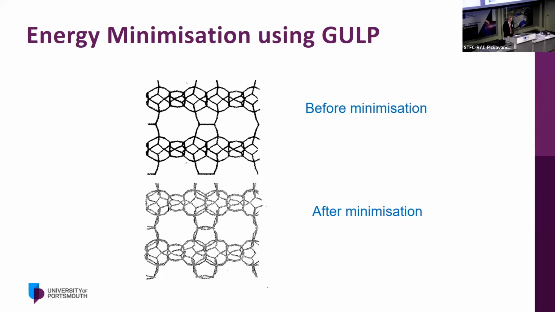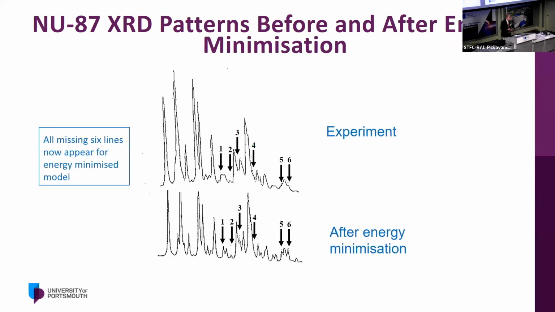And a wonderful thing happened, because when we took that model from the GULP calculation and calculated its X-ray diffraction pattern, all of those 6 lines which were missing suddenly appeared. So you can see them there, and what a good job the energy minimization did of the structure.